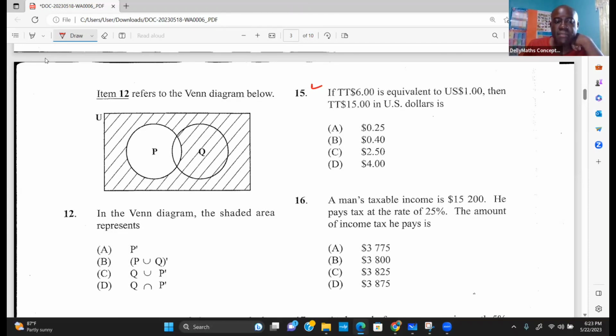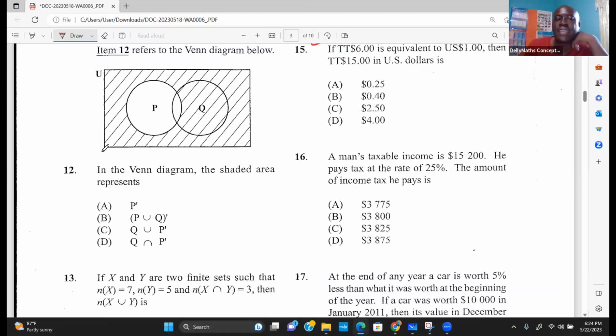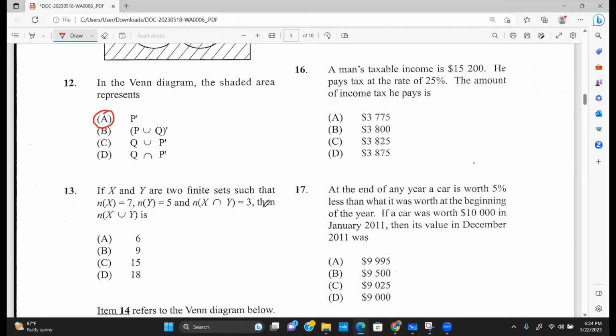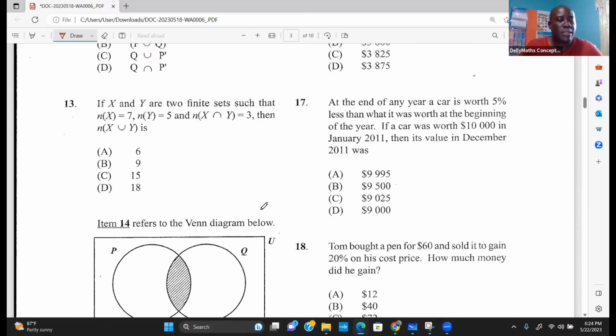All right. It says in the Venn diagram below, the shaded area represents what? Anybody remember what we said the answer is for this? A, sir. Exactly. It's P complement. And we said that P complement refers to everything except P. And you're seeing that everything was shaded except P. Is that clear? Yes, sir. All right. This is something now that always comes. They might change the number.